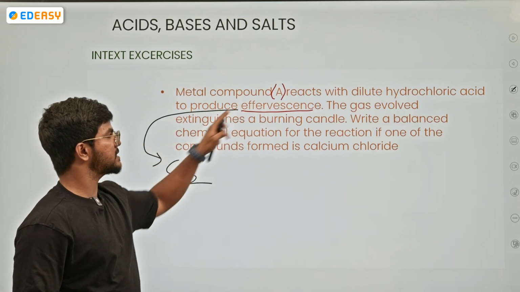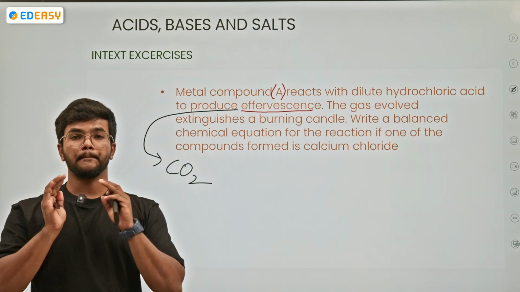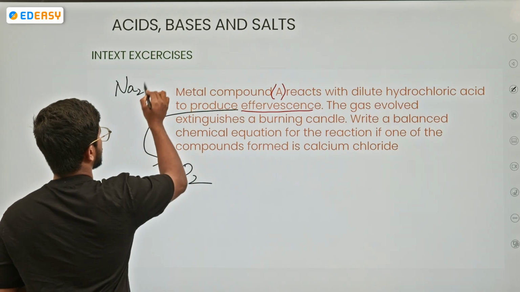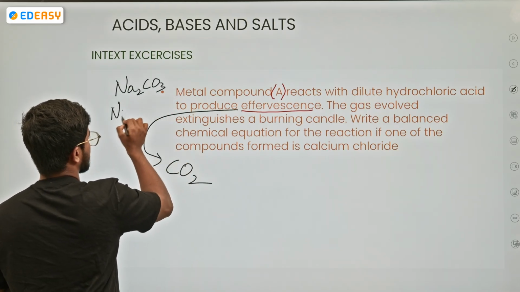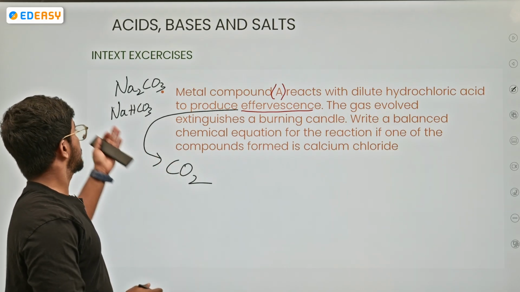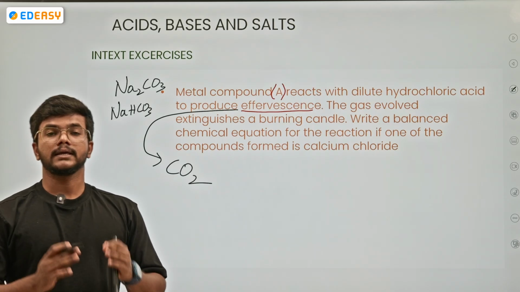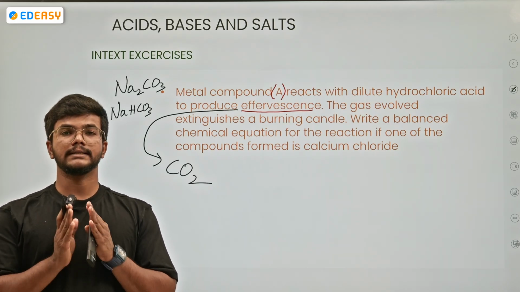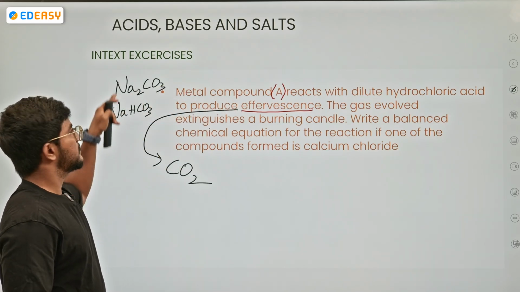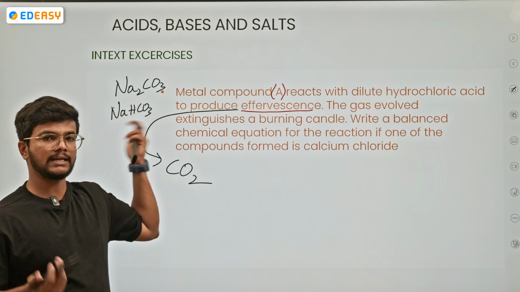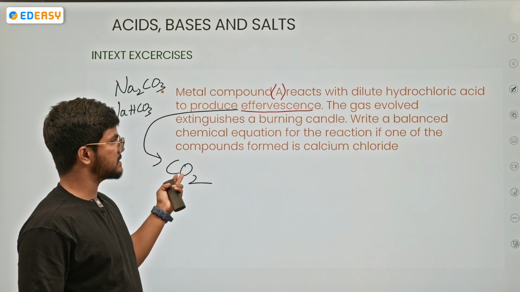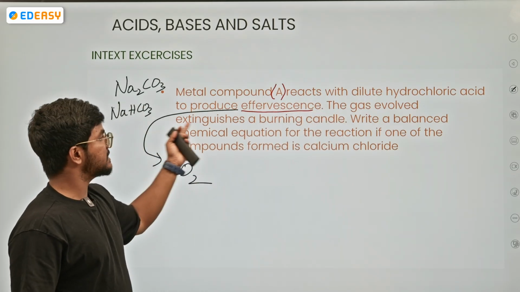So when the effervescence is being released, so when metal with the carbonate, means metal carbonate like Na2CO3 sodium carbonate or NaHCO3 sodium bicarbonate, gives carbon dioxide when they are reacting with the acids. Okay. So metal compound may be a sodium carbonate or sodium bicarbonate. Metal carbonate, any metal carbonate. So reacting with the dilute hydrochloric acid, it produces a effervescence. This effervescence is CO2. The gas evolved extinguishes a burning candle.